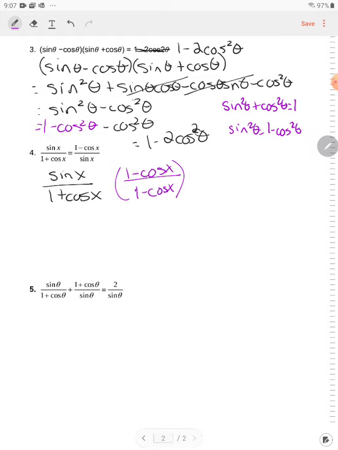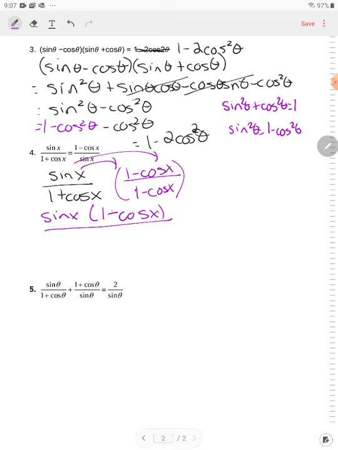So we have this. I'm going to multiply. So we've got sine of x, and do not distribute. So we're going to write sine of x times 1 minus cosine of x. I could do that, but then I'd have to factor it, and I'm doing more work.